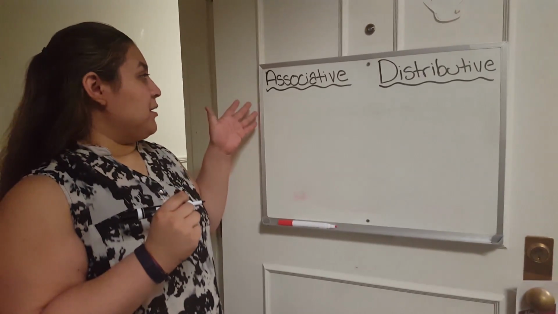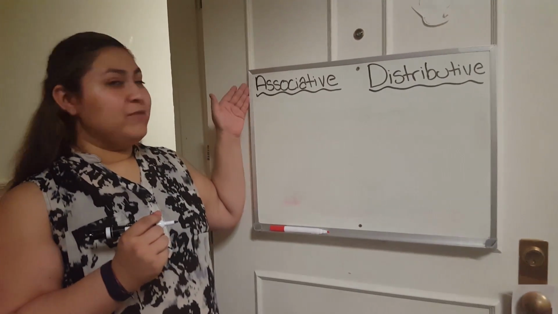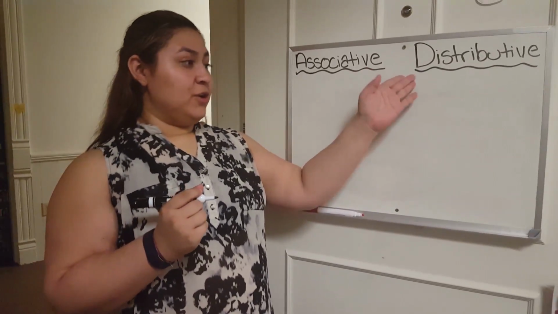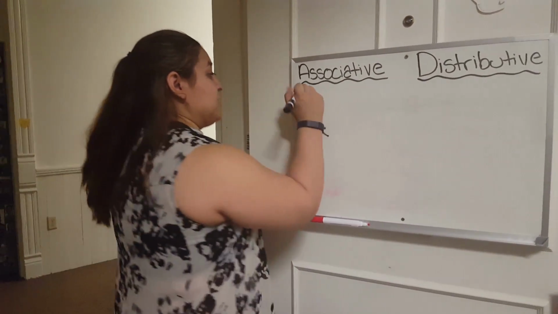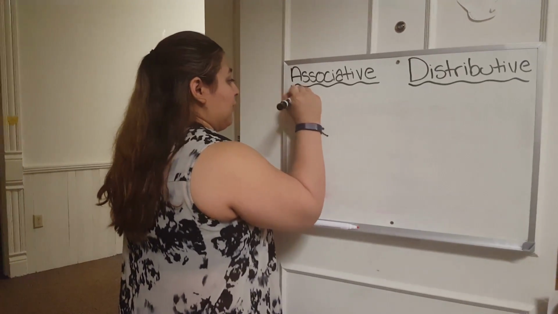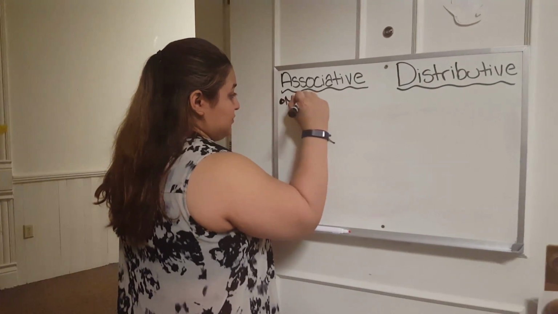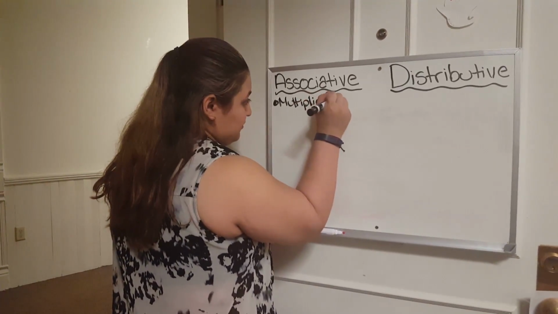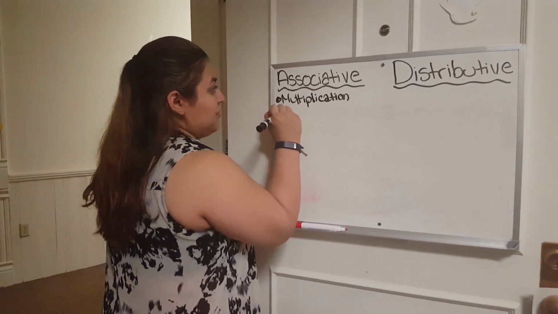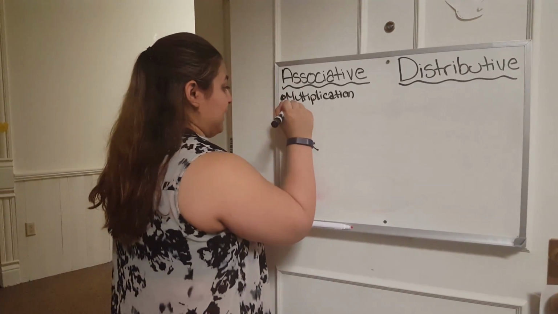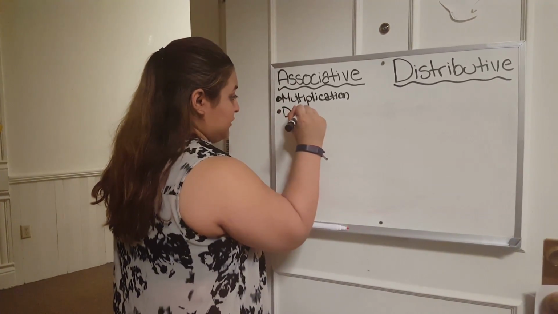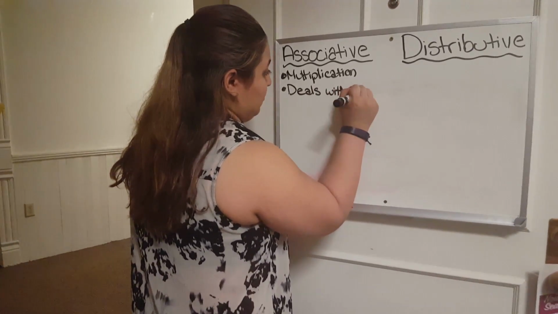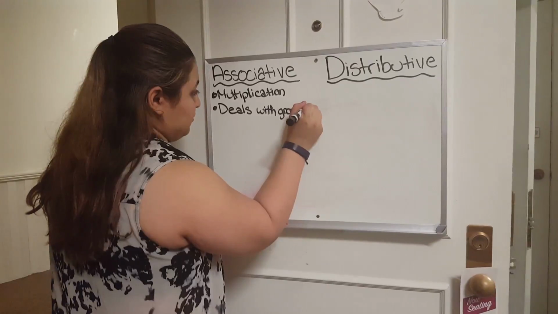In this problem, we're going to be using the associative property of multiplication to solve a problem, and we're also going to be using the distributive property of multiplication over addition. So for the associative property, we're going to be using it with multiplication. And one thing to know about the associative property of multiplication is that it deals with grouping. So what's happening here is that the grouping will change.